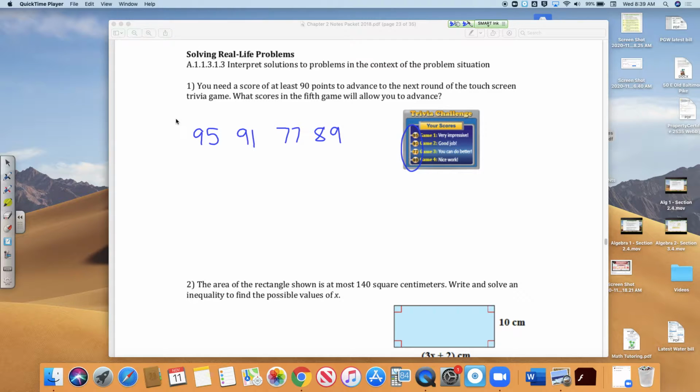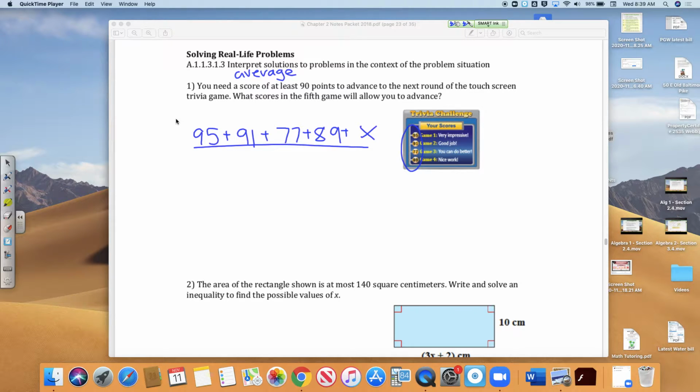Now, this should say you need an average score of at least 90 points. There's 5 games. Here are your scores for the first 4. To find an average, you add all of the scores up, and you divide by how many numbers you have. So in order to find out what the fifth score would be, I would have to make my fifth score a variable. You can call it x. This will be the fifth score that you would have to have so that all of these would average up to be 90.